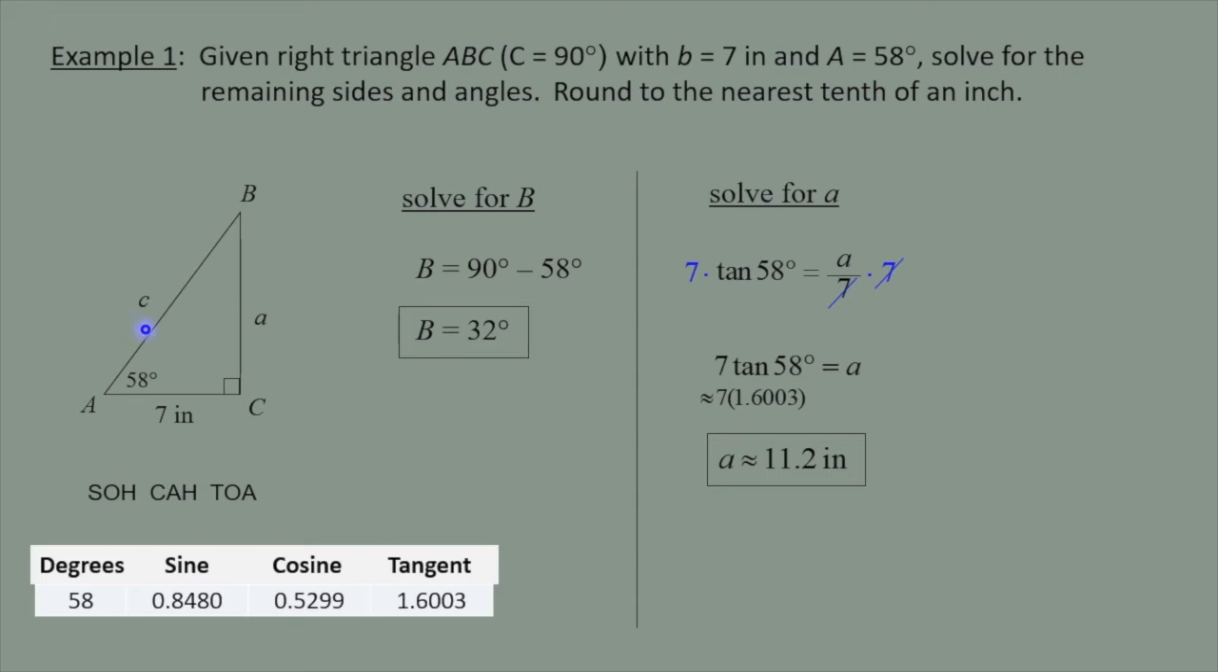Now we'll do the same thing to solve for side C. In this case, we're working with the unknown side, which is the hypotenuse, using the given side, which is adjacent to the given angle. So we need the cosine function, which tells us that the ratio of the adjacent leg 7 to the hypotenuse C is given by cosine of 58 degrees.